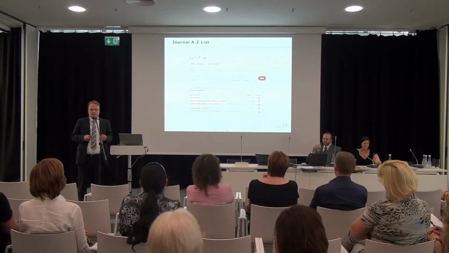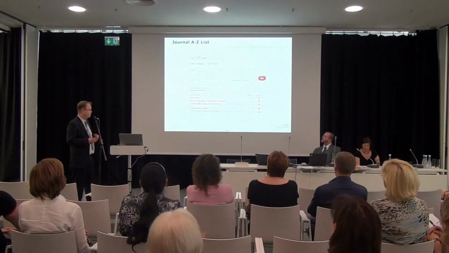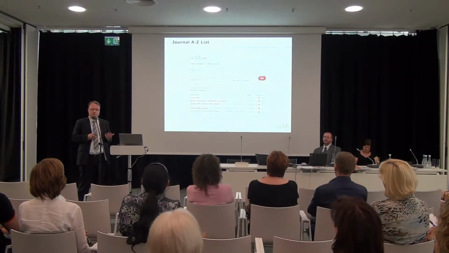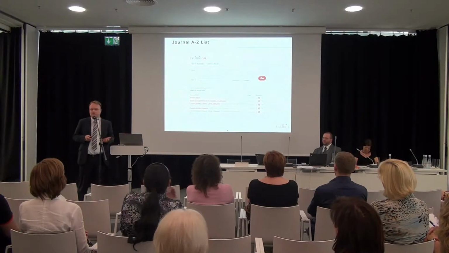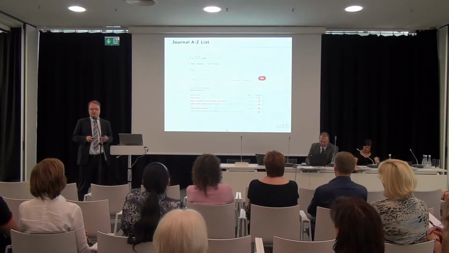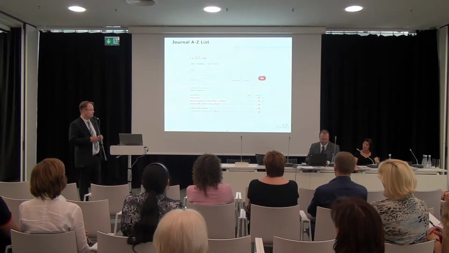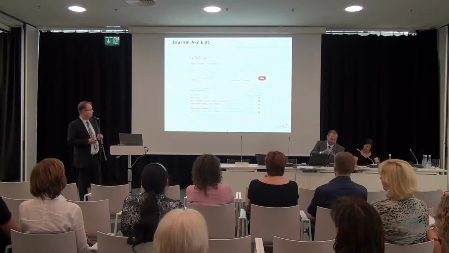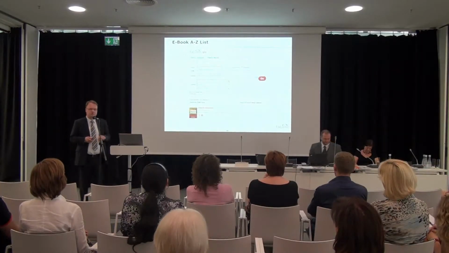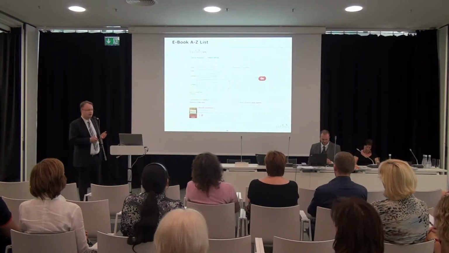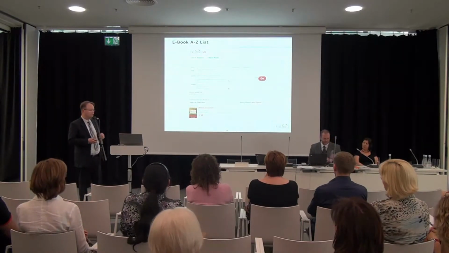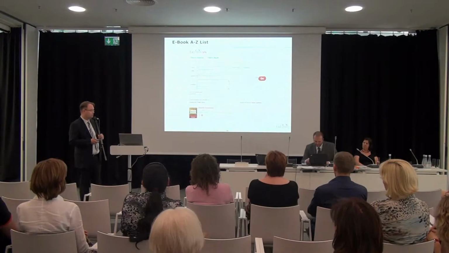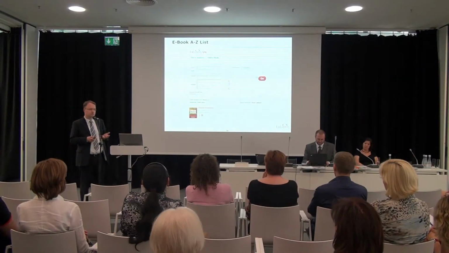What's included is also an A to Z list. What's nice in here is that we store the history, journal history information, for example, or abbreviated titles. Even when ISSNs change or titles change, this is recorded in here. There is an A to Z list for the ebooks as well, based on your subscriptions, where you can search and filter for specific vendors and your subscriptions.